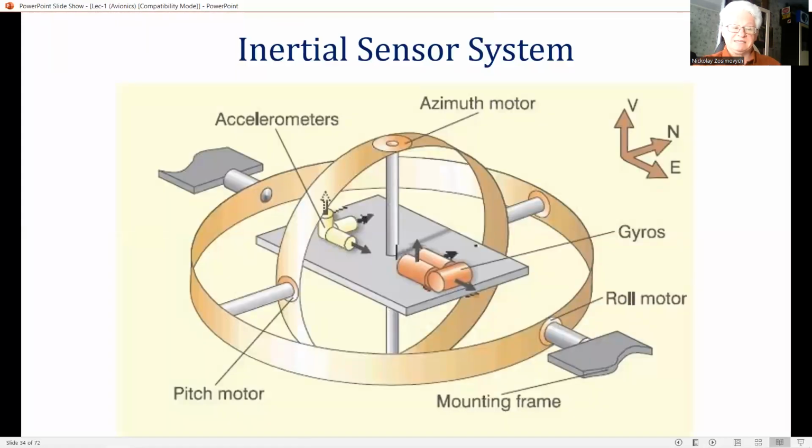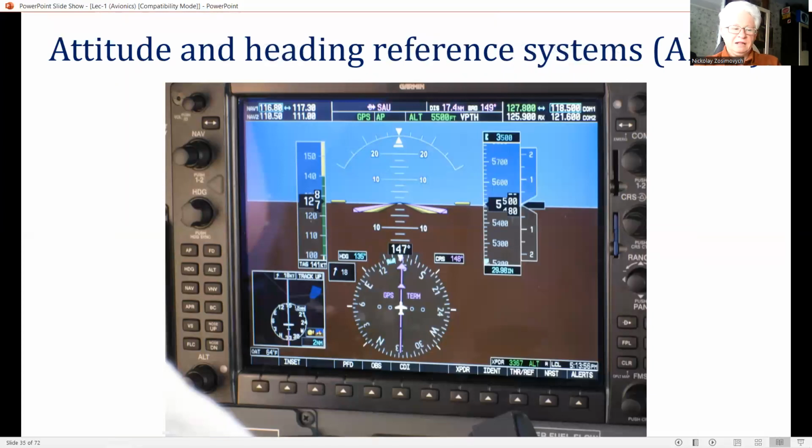These comprise a set of gyros and accelerometers, which measure the aircraft angular and linear motion about the aircraft axes, together with a computing system which derives the aircraft attitude and heading from the gyro and accelerometer outputs. Modern attitude and heading reference systems, AHRS, use strap-down or body-mounted configurations of gyros and accelerometers as opposed to the earlier gimballed configurations.